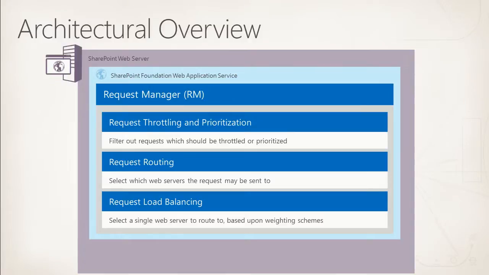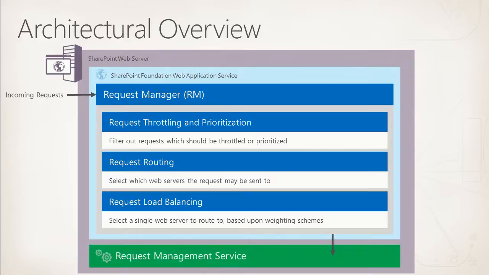Now, for this all to work, we also need the request management service instance to be provisioned. So whilst the request manager itself lives in the web application process, we need the request management service to be there for operational purposes, and also this is our point of configuration. Okay, so we need this running before we can configure the rules.